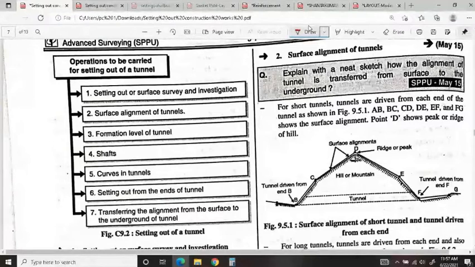Operations are carried out for setting out tunnels. The first one is surface survey and investigations. Surface survey and investigations to be done. Surface alignment of the tunnel, formation level of the tunnel. Formation level means at what level or at what height. See, this is my benchmark 100.